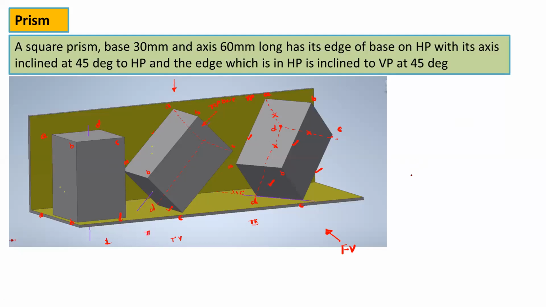So if you observe this sequence for the drawing, this is your XY line, and if the solid is resting on the HP, then this is your first step. So we'll draw here the top view. Then this is the second step. So this is the front view. In the third step, just rotate this front view.